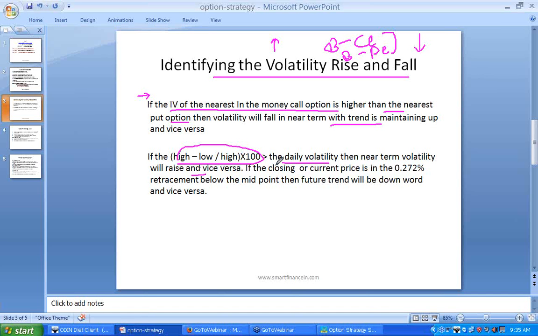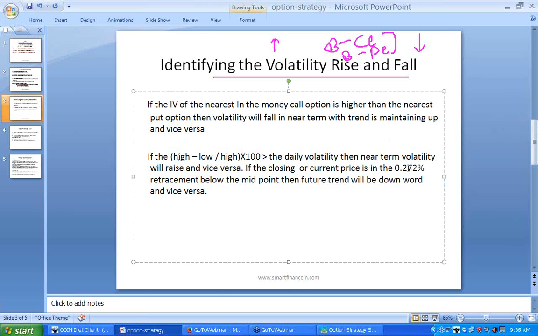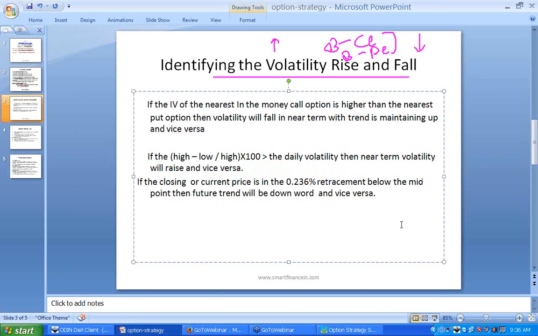If the closing or current price is in the 0.236 Fibonacci ratio, the 0.236 of Fibonacci retracement, below the midpoint, then the future trend will be downward, or vice versa. So this is also another clause to know the trend.